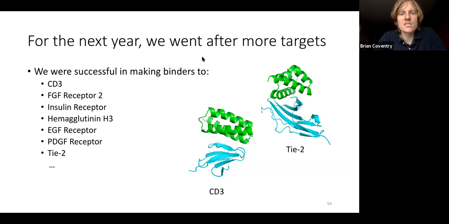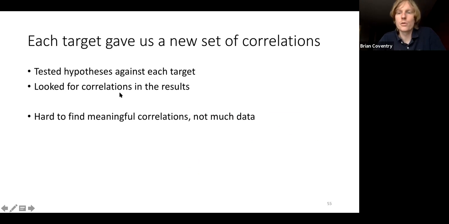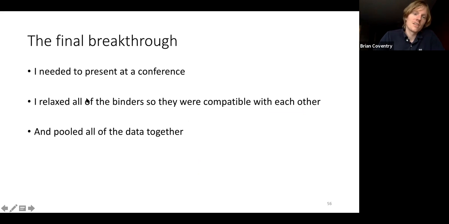But the problem was, although each target gave us a new set of data, we were testing hypotheses and making a little bit of progress, but we weren't making all that much progress. It was a little sad, but we're making binders. We're getting our 5 out of 100,000 binders. We're getting there. But the final breakthrough was actually because I had to present at a conference.